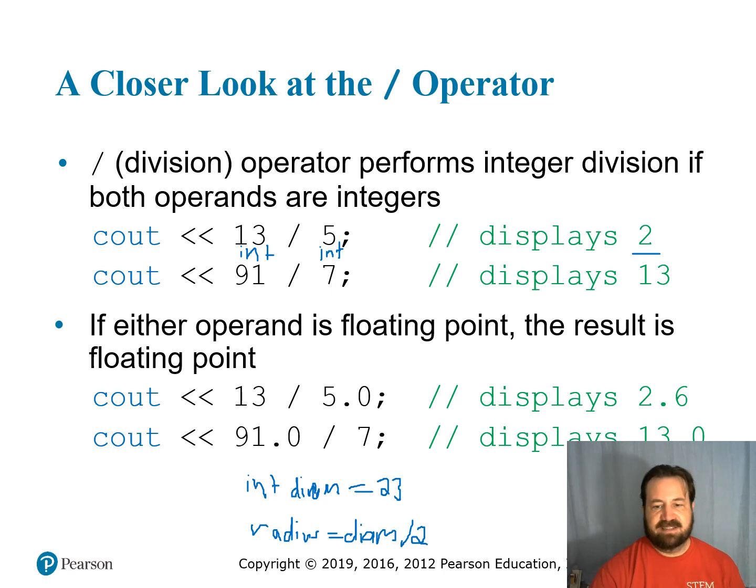I'm expecting this to just take 23, divide it by 2, and get 11.5, but I won't. I'll just get 11 because diam is an int and 2 is an int, so we're going to do integer division. Okay, so always remember to put this as a 2.0 to make sure that you force this into floating point division.